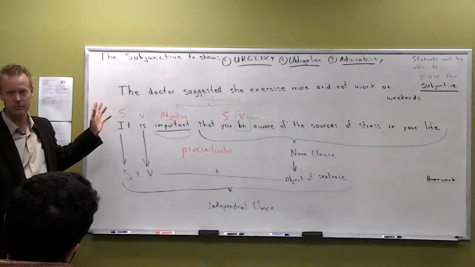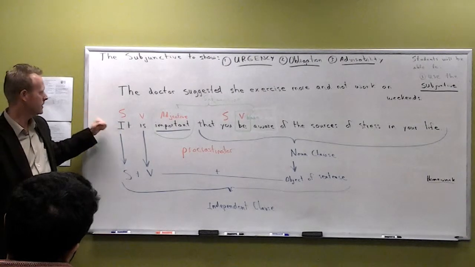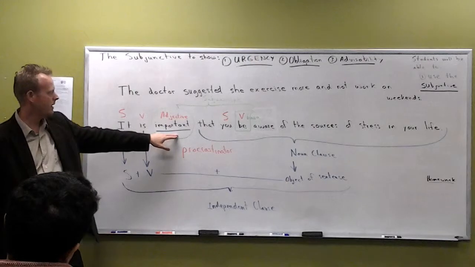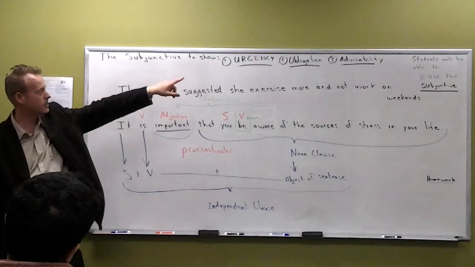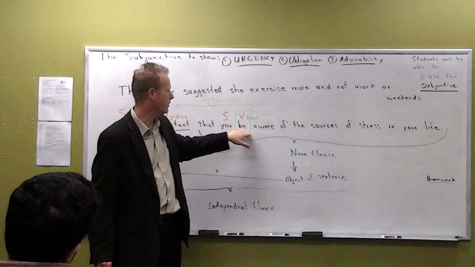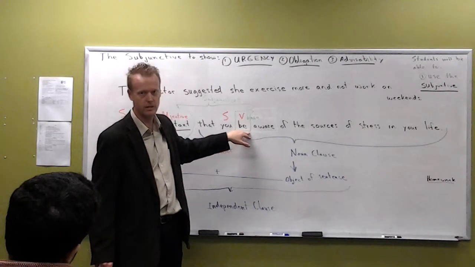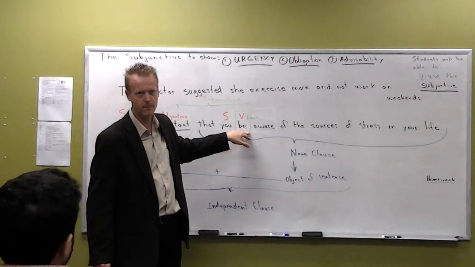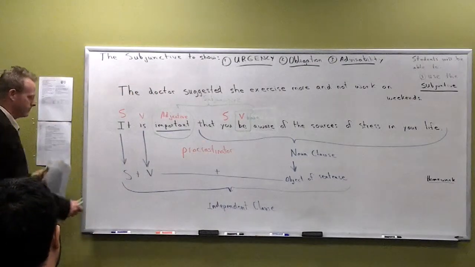So that's what the subjunctive is. Subject, verb, adjective of urgency, obligation, or advisability, followed by a noun clause. The verb is always in the base form. Are you with me? Yeah. Yes. All right, now here's another format.